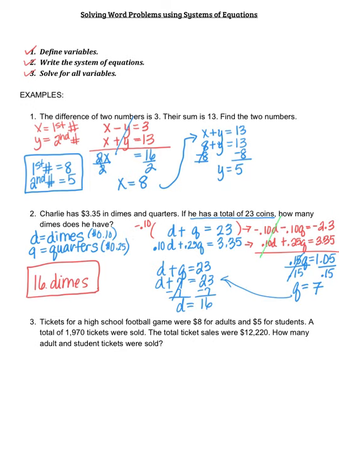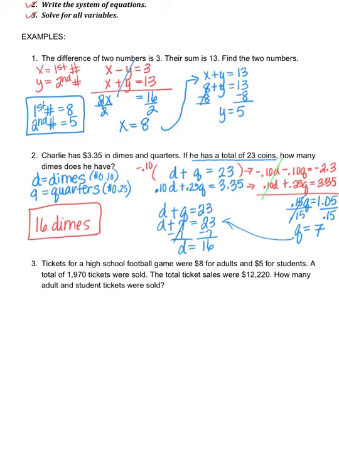Okay, last one is number 3, example 3. It says tickets for a high school football game were $8 for adults and $5 for students. A total of 1,970 tickets were sold. The total ticket sales were $12,220. How many adult and student tickets were sold?